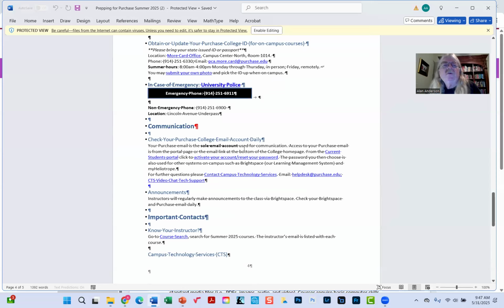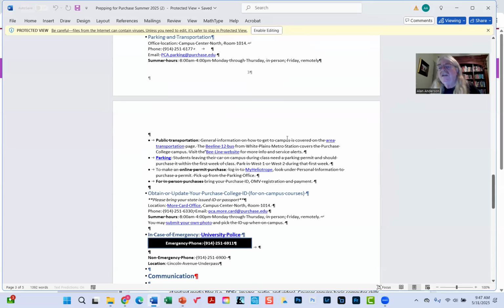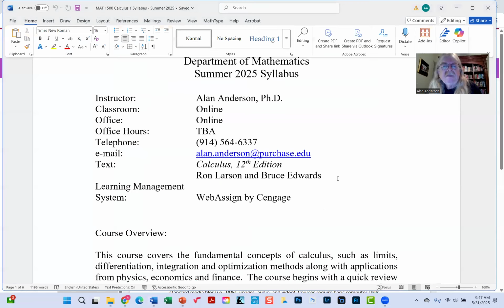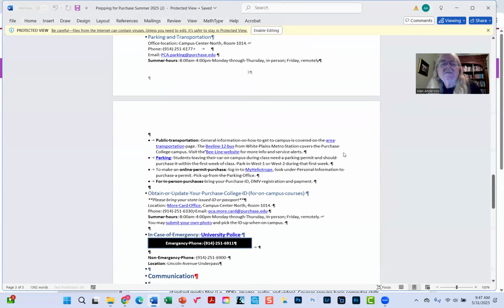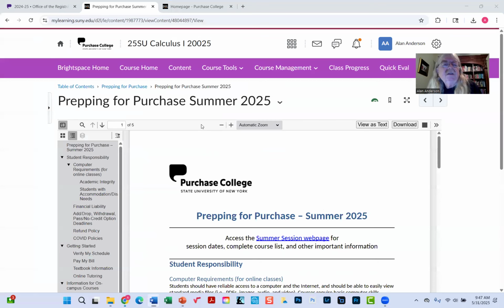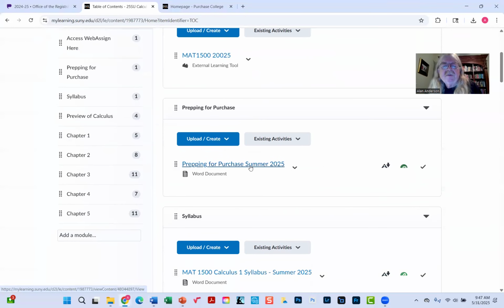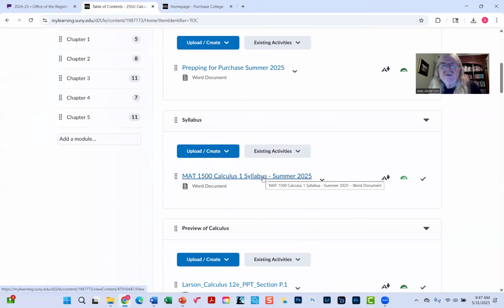But anyway, it's here if you want this document, but the information for contacting me is on the syllabus. Okay, so let's go look at the syllabus for a minute. All right, so this, by the way, is actually posted on Brightspace. If you come back to the table of contents, here we go. Here's prepping for Purchase. Here's your syllabus. I'll show it to you in a second.